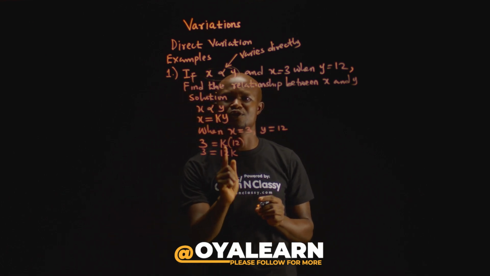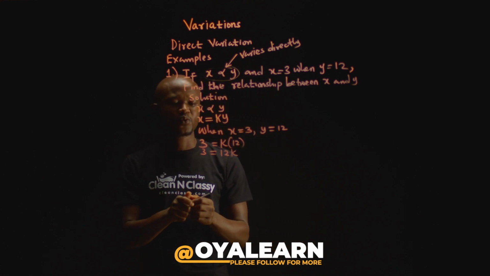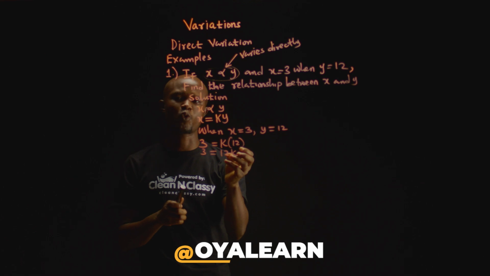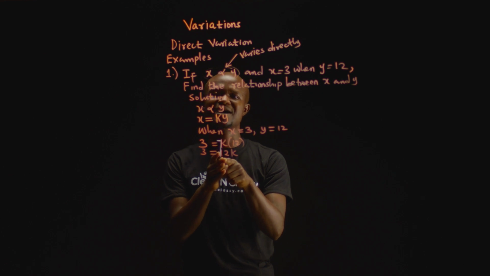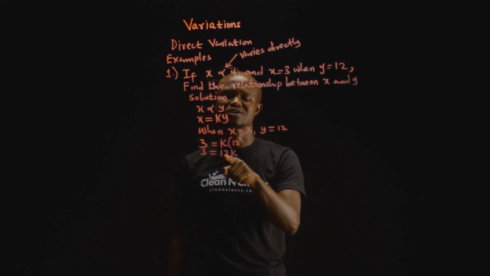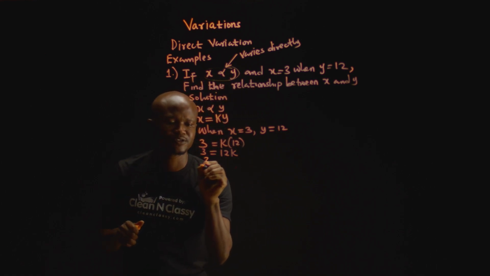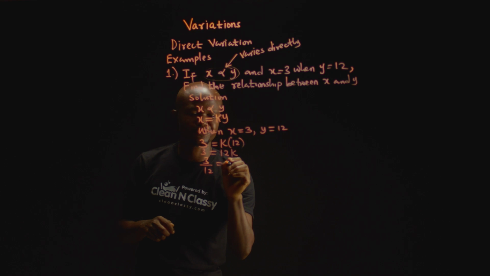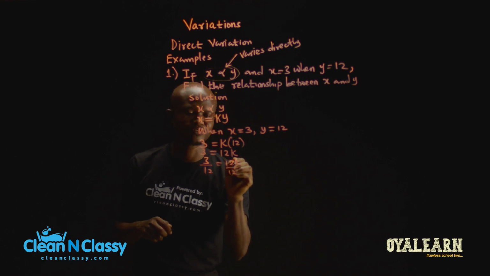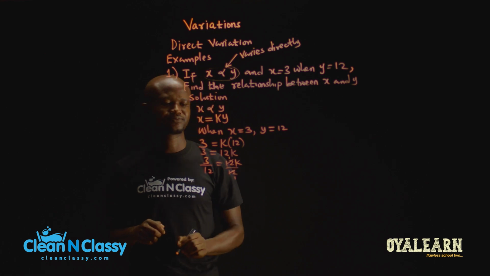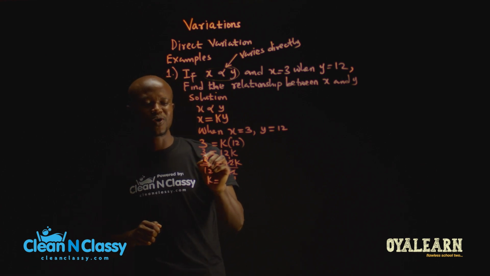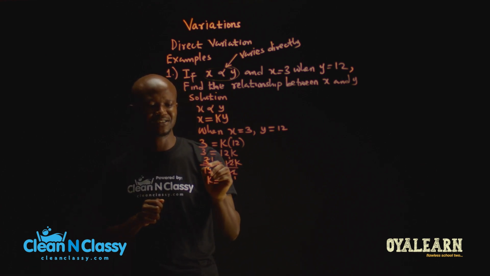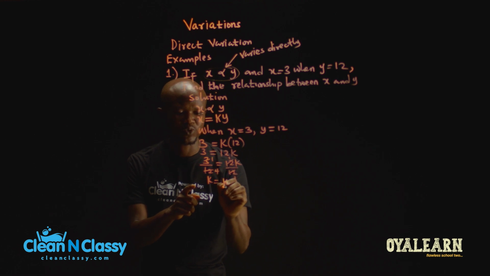So we need to find the value of k now. What are we going to do? We are going to divide both sides by the coefficient of k. And what is the coefficient of k? It is the number in front of k, which is 12. So let's divide both sides by 12. 3 over 12 is equal to k over 12. 12 here 1, 12 here 1. So it means k equals, we can reduce this. 3 here 1, 3 in 12 is 4. So it means that k equals 1 over 4.